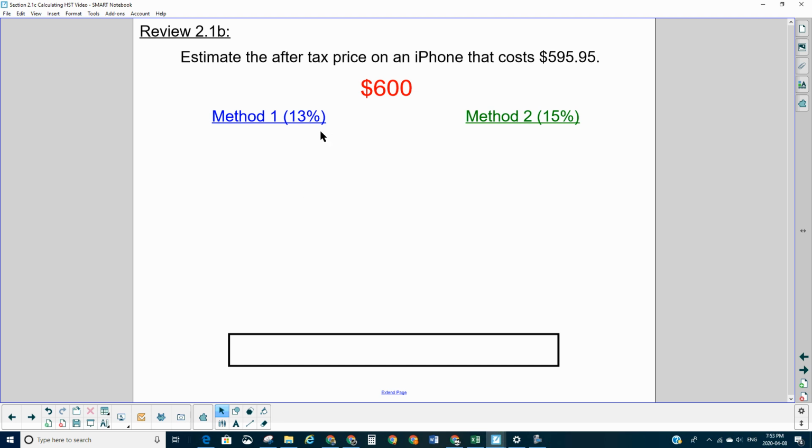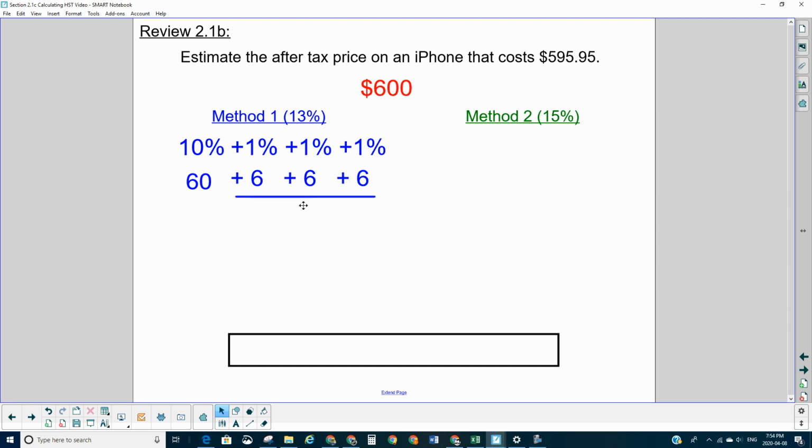The 13% is going to be a little bit more accurate because HST actually is 13%. In that case, though, we broke up the 13 into a 10% and then three ones. The reason we did that, of course, is because calculating 10% and 1% are very easy. 10% means you move the decimal one place, and we end up with $60. 1%, we move it two places to the left, which is $6. And so the 1 plus 1 plus 1% is 6 plus 6 plus 6, or 3 times 6, which is $18.